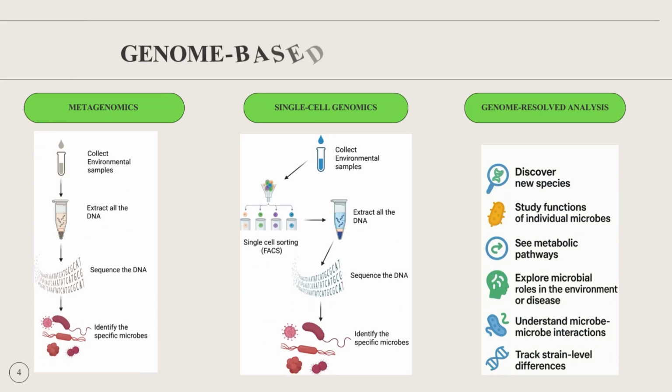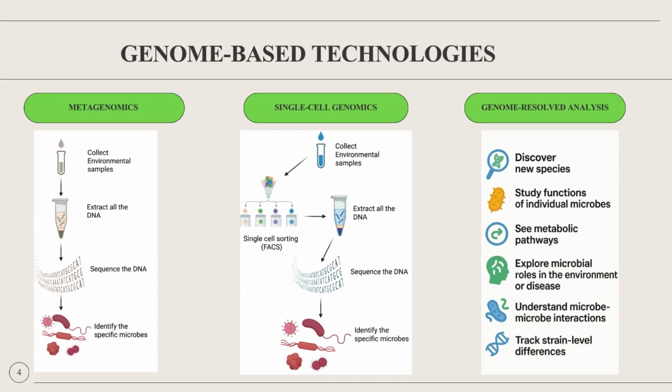Now we'll explore in this slide the genome-based technologies that allow the authors to access uncultivated microbial diversity and reconstruct thousands of genomes, like metagenomics, that allows scientists to extract the sequence of DNA directly from environmental samples without needing them to grow in the lab. This makes it possible to reconstruct genomes from many uncultivated bacteria and archaea.